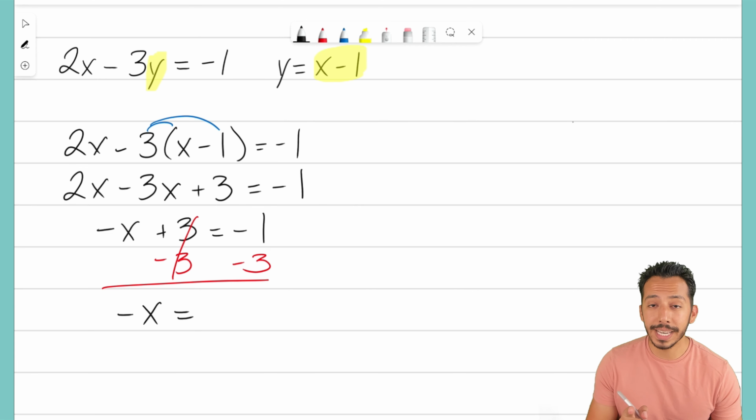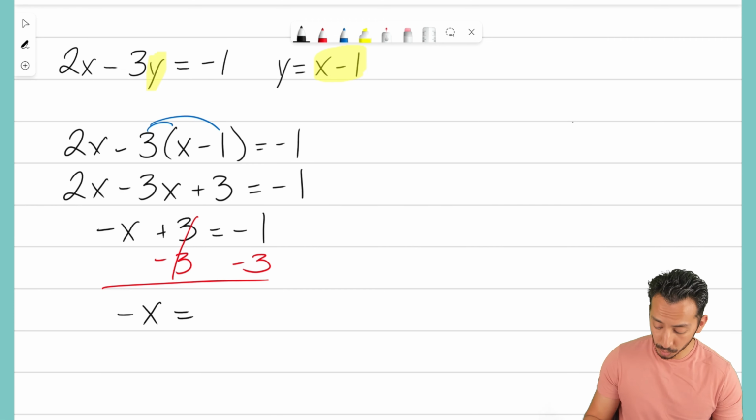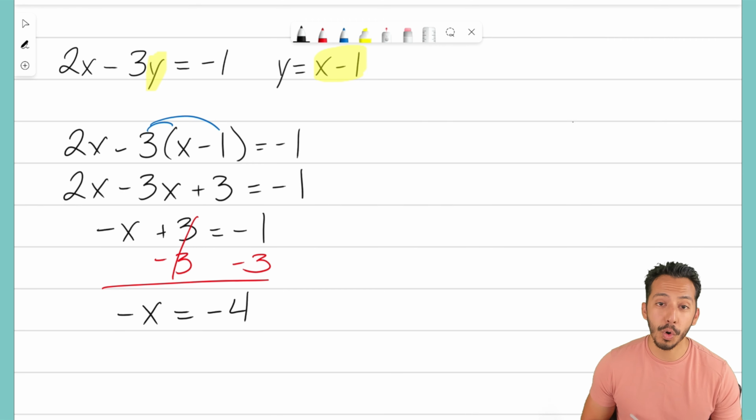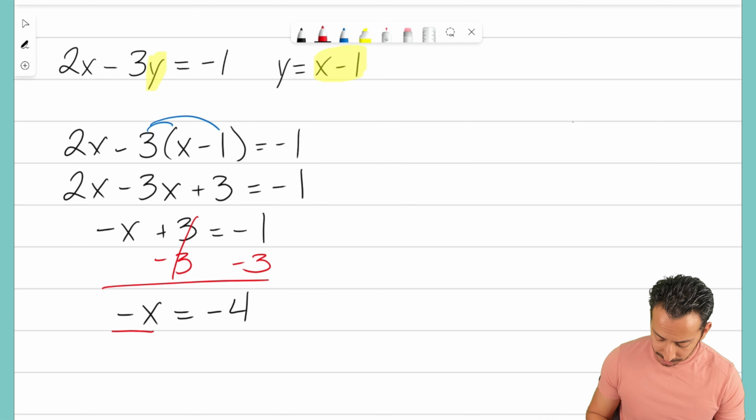If you get messed up with negatives, please use a calculator. It's very, very helpful in situations like this. So -1, take away 3 more. That'll be -4. We almost have x by itself, but right now there is a negative in front of it, a -1. How do I get rid of that negative coefficient? Well, I'll just divide both sides by -1.